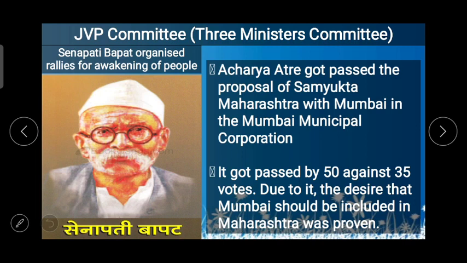Then Acharya Atre got passed the proposal of Samyukt Maharashtra with Mumbai in the Mumbai Municipal Corporation. It got passed by 50 against 35 votes, and due to it, the desire that Mumbai should be included in Maharashtra was proven through the votes.